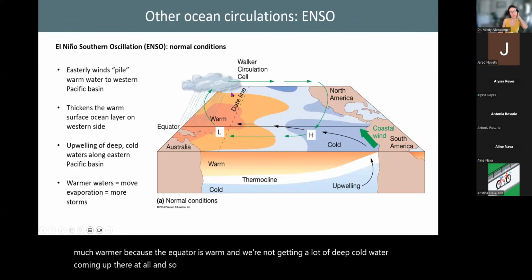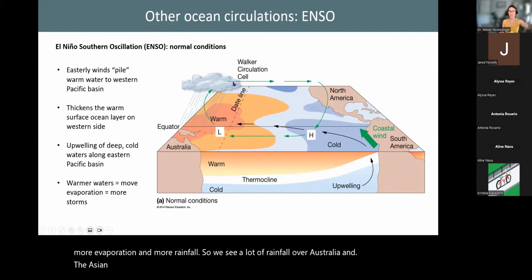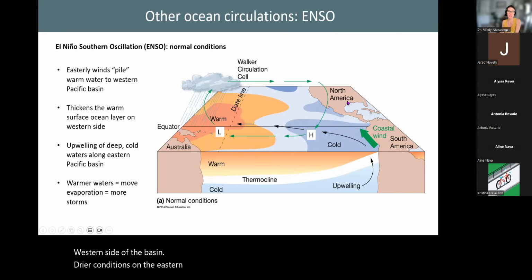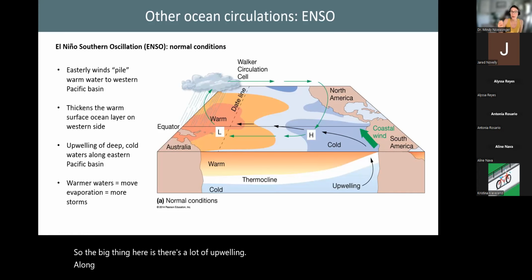And so generally what happens is the warmer ocean water leads to more evaporation and more rainfall. So we see a lot of rainfall over Australia and the Asian continents here. So much more rainfall on the western side of the basin. Drier conditions on the eastern side of the ocean basin and much colder waters. So big thing here is there's a lot of upwelling along the South American coastline.